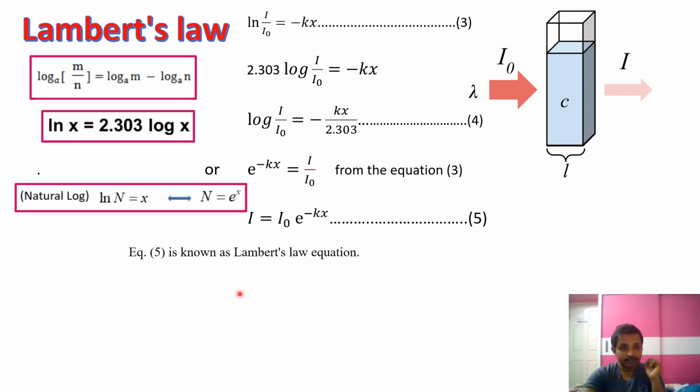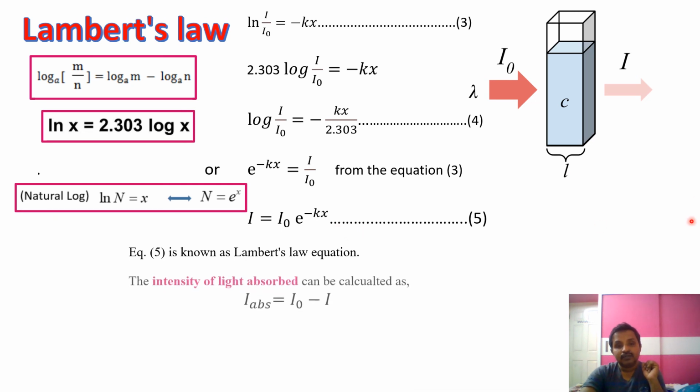Equation number 5 is known as Lambert's equation, where I is the intensity of transmitted light and I naught is the intensity of incident light, k is the extinction coefficient, and x is the distance, that is, the length of the medium. Here it is taken as L, whereas here it is taken as x.